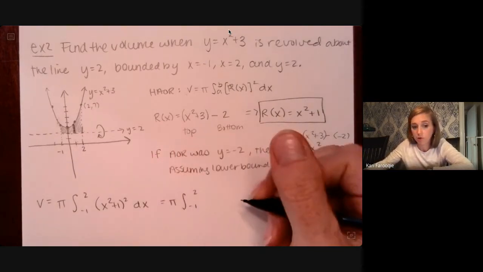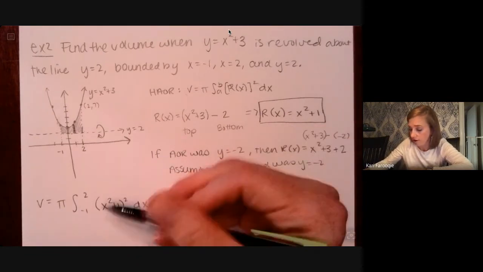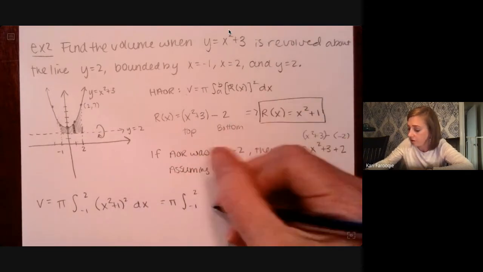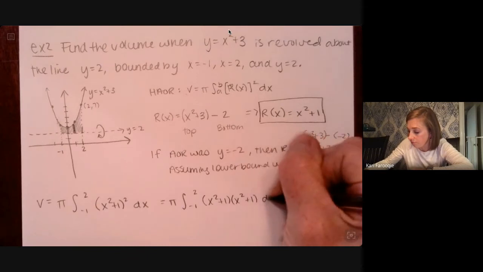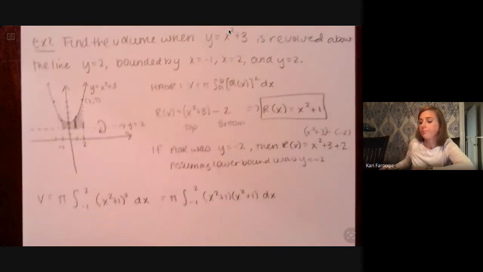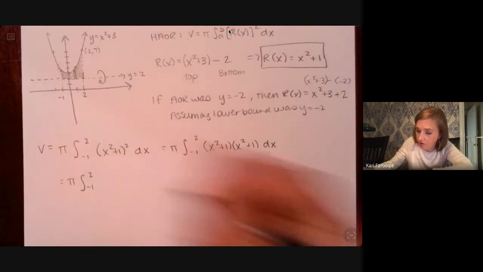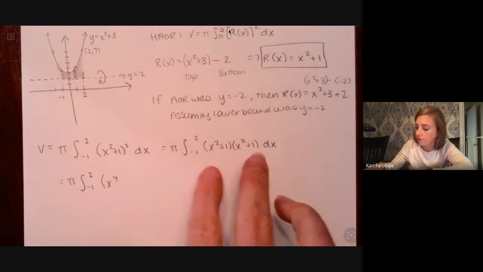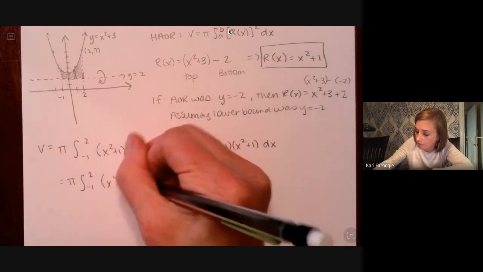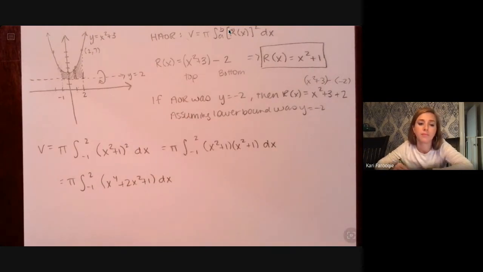Remember, when you're squaring a quantity, you are not going to distribute the exponent. This is not going to become x to the 4th plus 1. You must actually FOIL it out. So multiply it by itself. And then we'll have pi times the integral from -1 to 2 of x to the 4th plus 2x squared plus 1 dx. And now you can integrate and use the FTC.